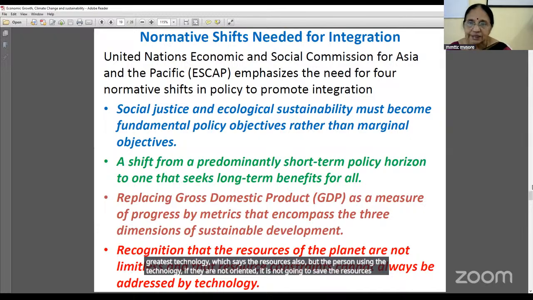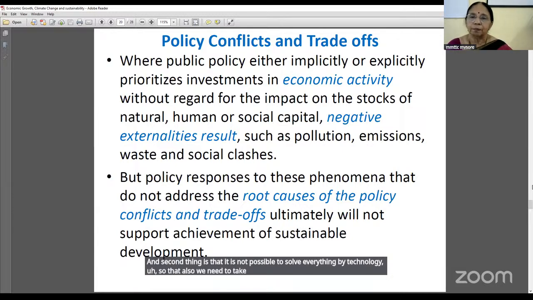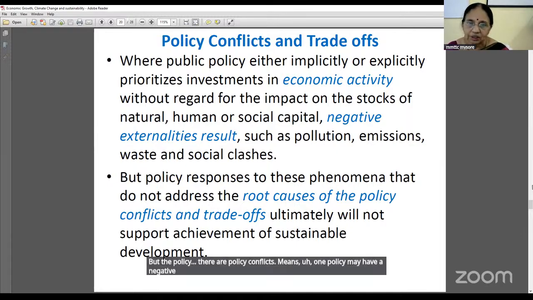So the normative thinking should change in that resources are limited, and second, it is not possible to solve everything by technology. That also we need to take into consideration. But there are policy conflicts, meaning one policy may have a negative impact on another. Public policy either implicitly or explicitly prioritizes investments.